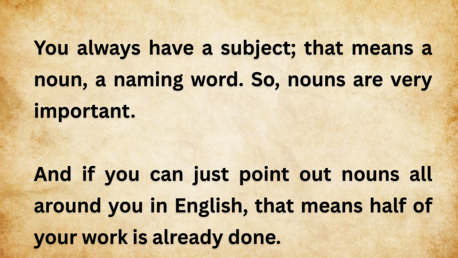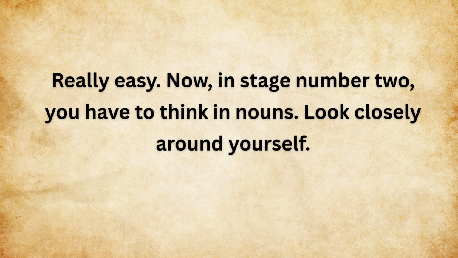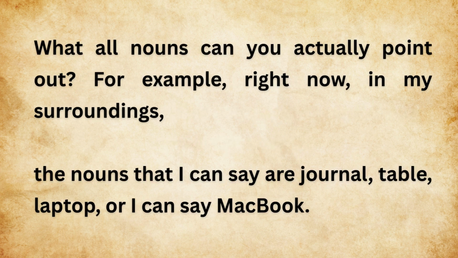If you can just point out nouns all around you in English, that means half of your work is already done. Because you have already thought in verbs, the actions which are going on around, the next steps, stage number 3 and 4, are going to be really easy for you. Now, in stage number 2, you have to think in nouns. Look closely around yourself. What all nouns can you actually point out?